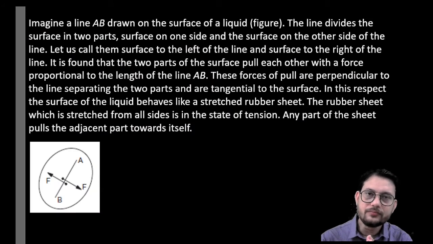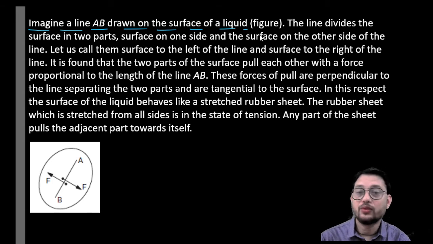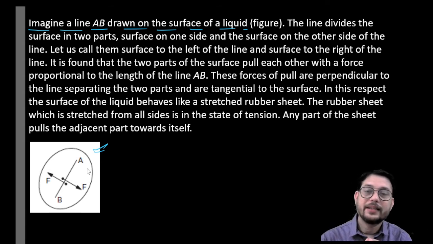Now we have to do an experiment. We have to feel the concept of surface tension, and see how we can feel it. Simply, you have to imagine a line AB drawn on the surface of a liquid, as shown in the figure. In this figure you can see that an imaginary line is drawn over the surface. The line divides the surface into two parts.